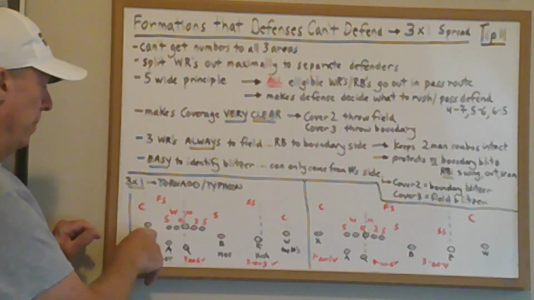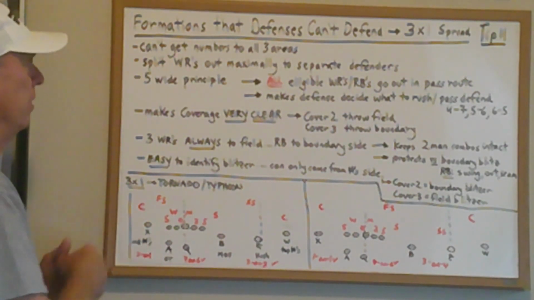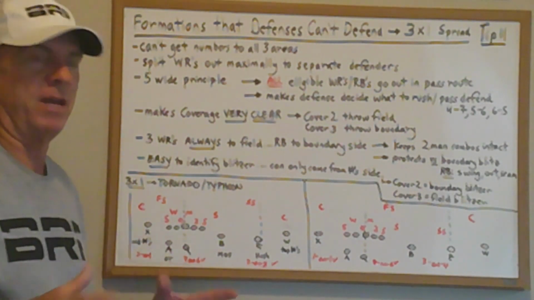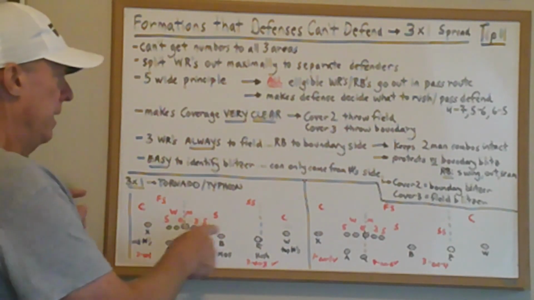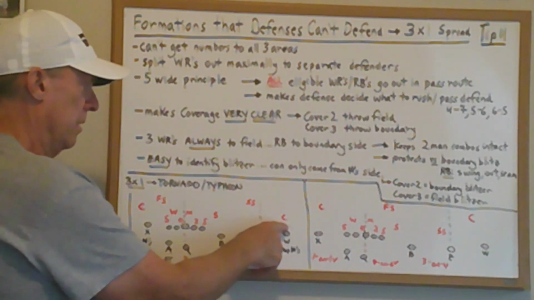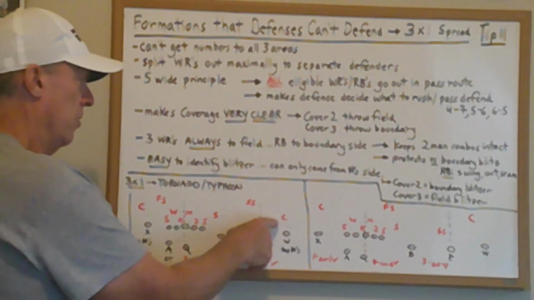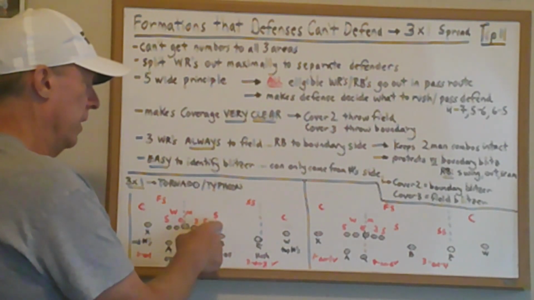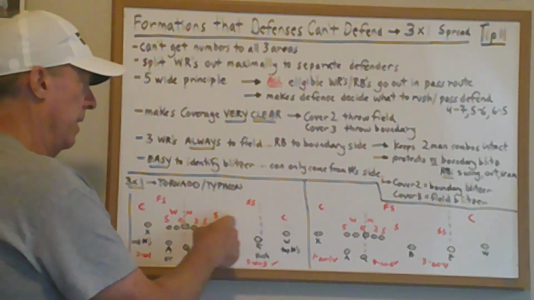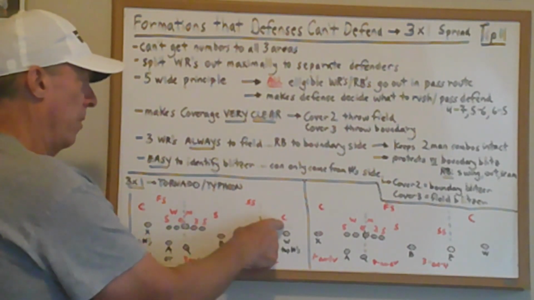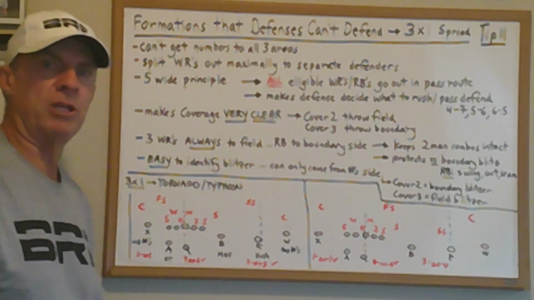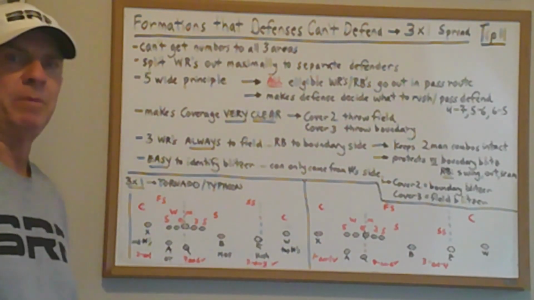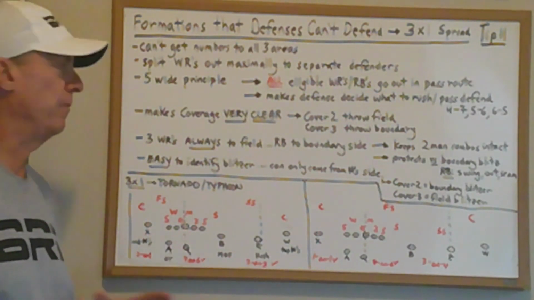And then over to the boundary, the X will be in the middle of the numbers. So we split them out in order to separate the defenders. What I found is that from the top of the numbers to the hash is 9 yards, so that's a long way for them to communicate. And from the hash to the middle of the field is another 9 yards. So these two are separated by 18 plus yards, and they're all separated by 9 yards. It's hard for them to communicate given the distance, because we've spread them out maximally, particularly to the field side.